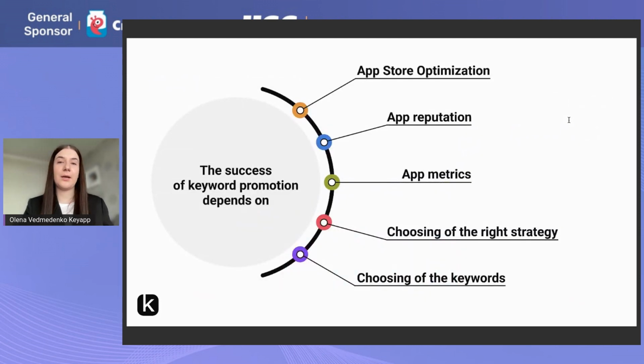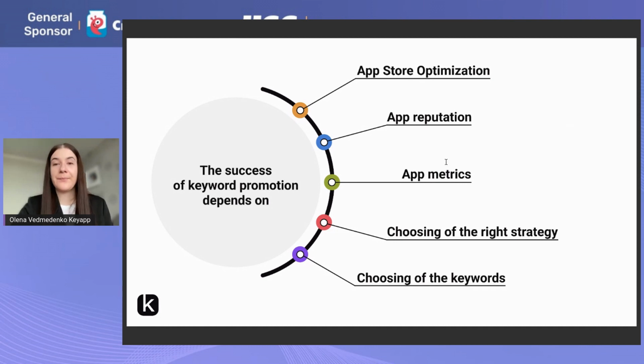So if we talk about some factors which influence the success of keyword promotion, first of all, we remember that before starting any type of promotion, the application should be optimized, and it is both about text metadata and about some visuals that influence the conversion rate. Of course, app reputation influences as well. It is about app rating, app reviews, and we remember that especially Google Play checks this before they decide to put the application to top one for any keyword.